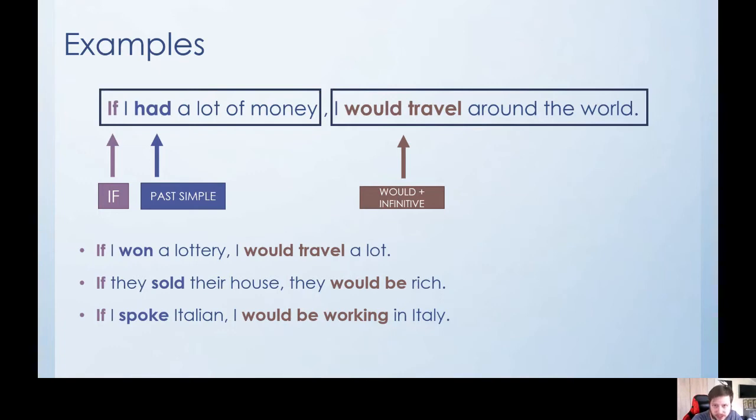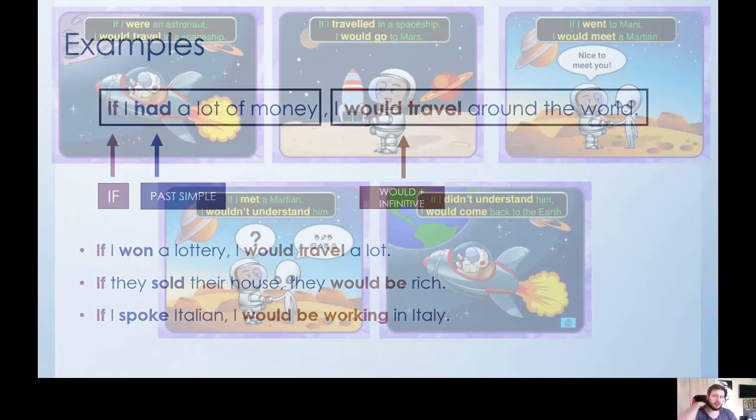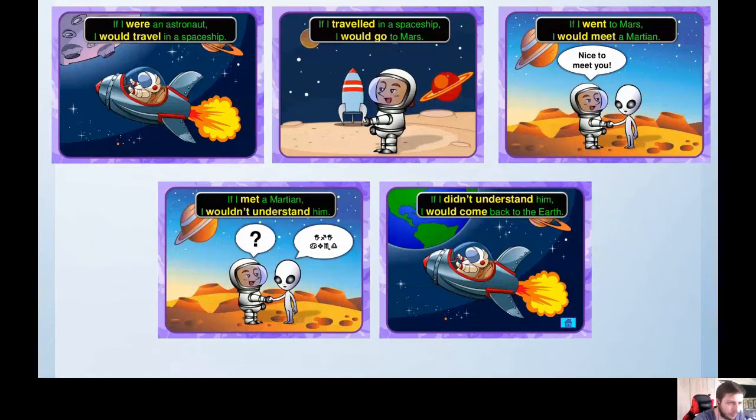Again, I don't speak Italian, I'm just speculating. I'm just talking about improbable present, something that probably isn't going to happen, okay? I don't speak Italian, but if I spoke Italian, I would be working in Italy. That's just like my opinion, okay? Let's move on to a short story that uses second conditional.